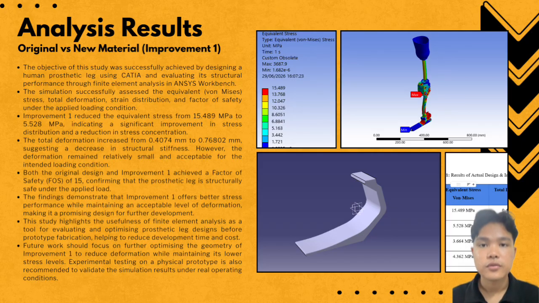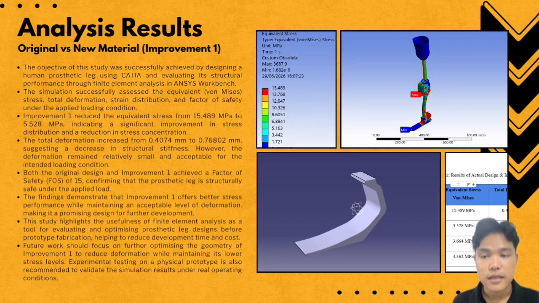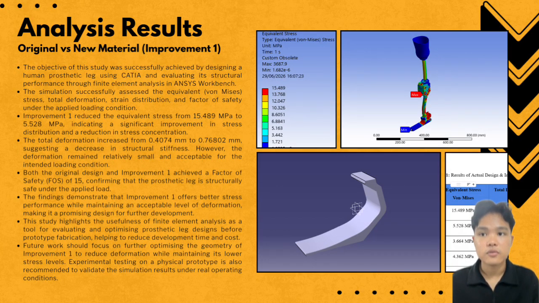Okay, let's move on to the analysis results of original versus new material for improvement design number 1. The purpose of this analysis was to identify the areas experiencing the highest stress and deformation. From the simulation result, I found that the base of the prosthetic foot was the most critical component, experiencing the highest stress concentration, making it more likely to deform or fail under repeated loading. Based on these findings, I decided to redesign the foot base to improve its mechanical performance.